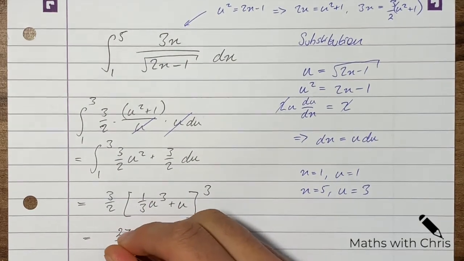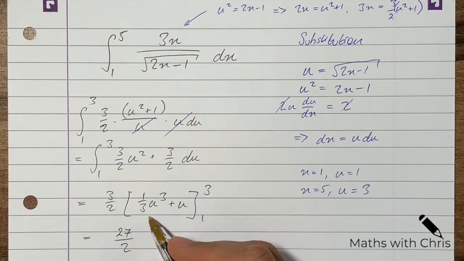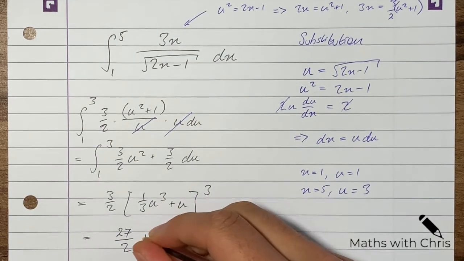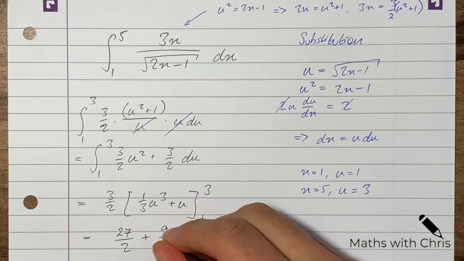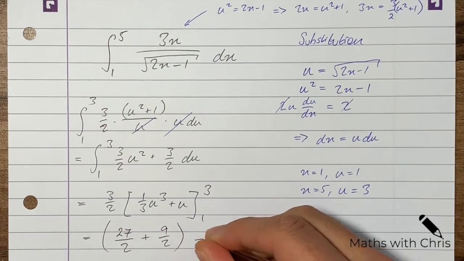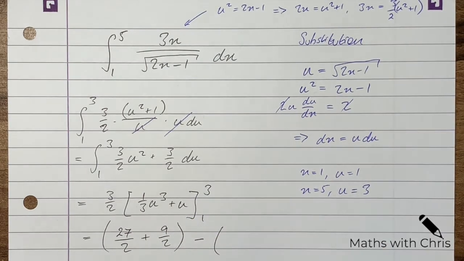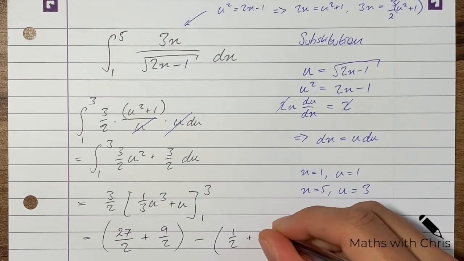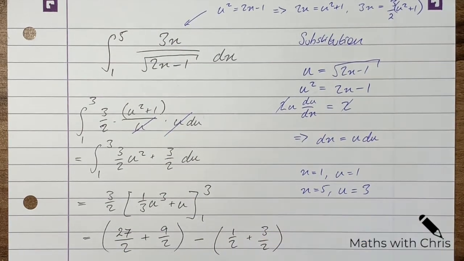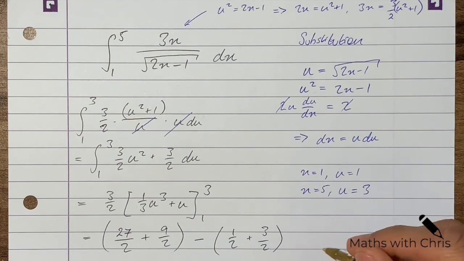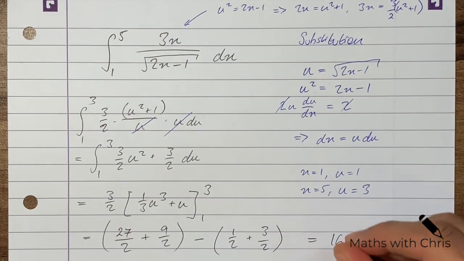27 over 2, since this 3 cancels with this 3 here, plus 9 over 2, take away a half, plus 3 over 2. And we can simplify this, and it turns out this is 18 and this is 2. So 18 take away 2 gives us the final answer of 16.